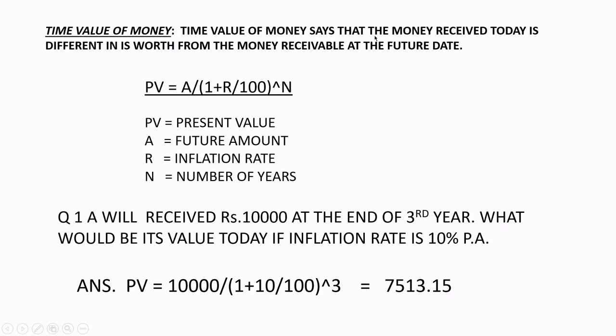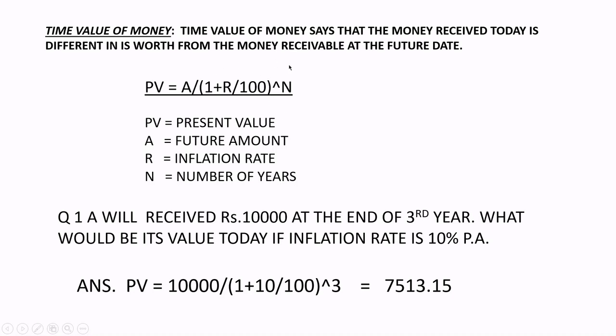So that's why time value of money says that the money received today is more valuable than the money received at a future date. Now, we will learn how to calculate the present value of a future amount that we will receive after some years. Here PV stands for present value, A stands for future amount, R stands for inflation rate, and N stands for number of years. So our formula is PV equals A divided by (1 plus R divided by 100) to the power N.